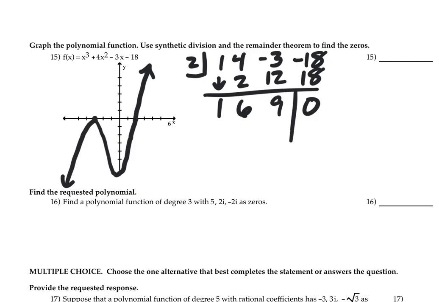This is where I have to end up with a remainder of 0. We already said 2 is a 0. If I don't get a remainder of 0, then I've done something wrong. Okay? So that's where it's a non-negotiable. You got to have a remainder of 0.